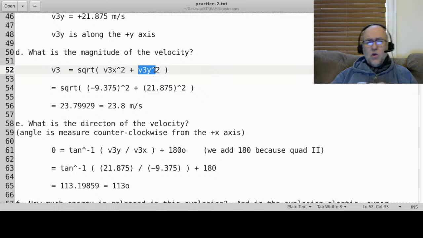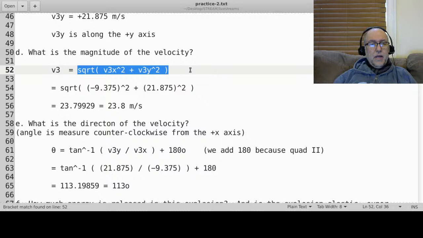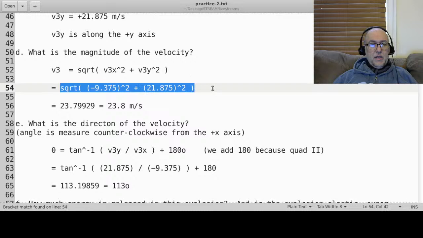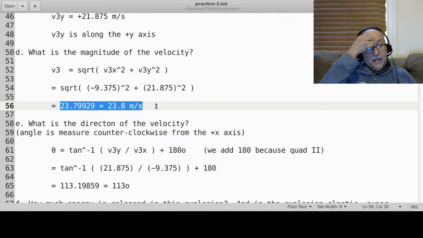And you get that using the Pythagorean theorem. You take the x component squared, you take the y component squared, you add them together, and you take the square root. That's what I did right here, and that gives you that the velocity is 23.8 meters per second. So that's the velocity irrespective of the direction.